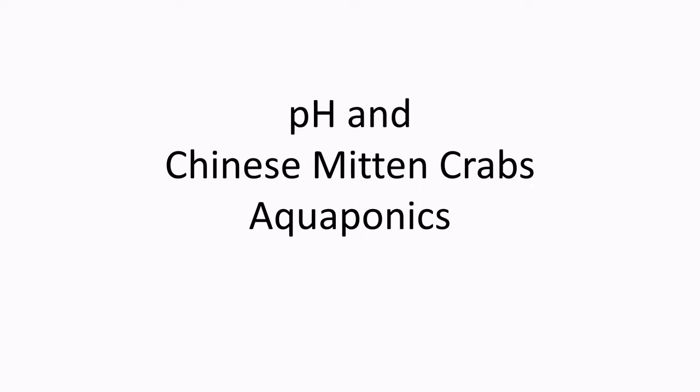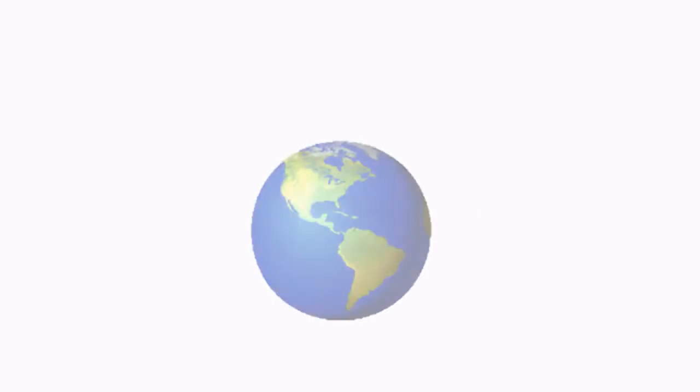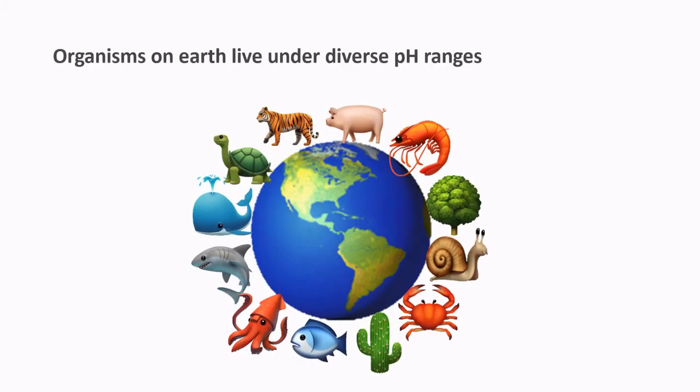The application of pH measures can be applied in a wide range of areas, including chemistry, biology, engineering, archaeology, geography, and astrobiology. Organisms on Earth live under diverse pH conditions. In this section, we will look into the relationship between pH of water environment and physiological responses of Chinese mitten crabs.